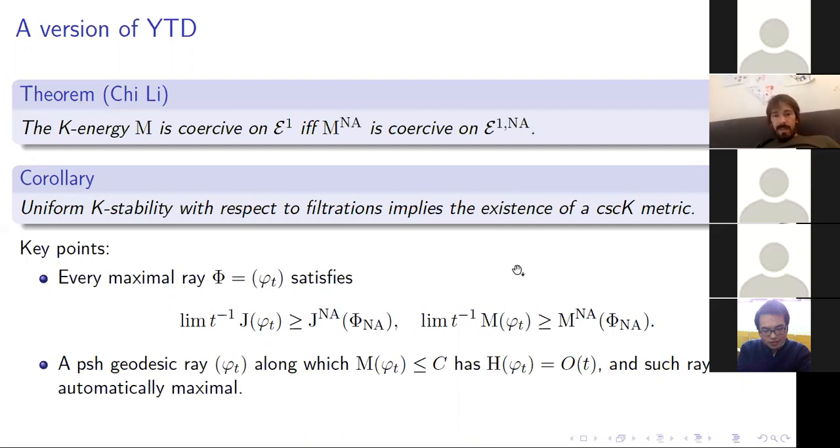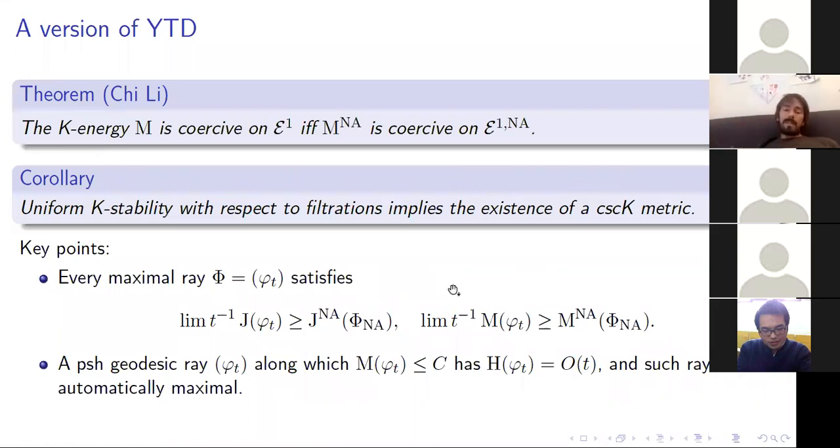So that's one thing. And then the key observation by Chile is the following. If you take any PSH geodesic ray and assume that the K energy M is bounded above on the ray, which is what you get in this argument by contradiction, that is, if you assume that you don't have coercivity by the result with Berman and others stated before, then you get such a ray. And you need to reach a contradiction from the coercivity assumption on E1NA. This ray a priori has no reason to be maximal, right? It's just a ray that you get by a compactness argument along which M is bounded above.